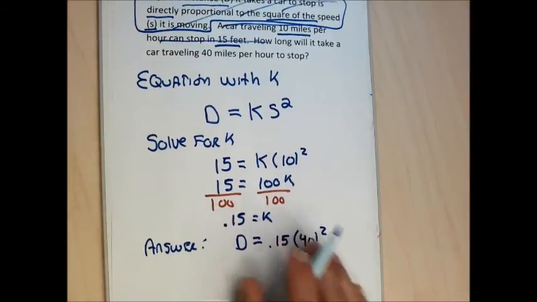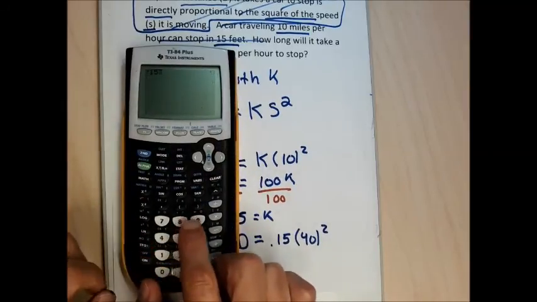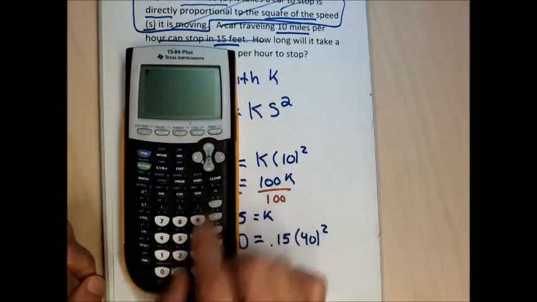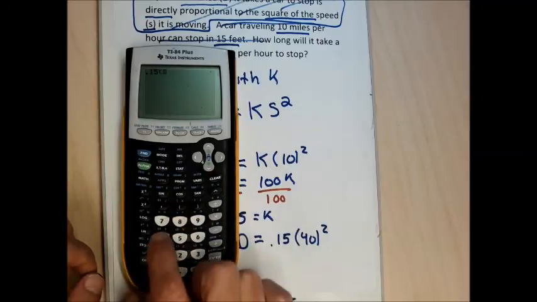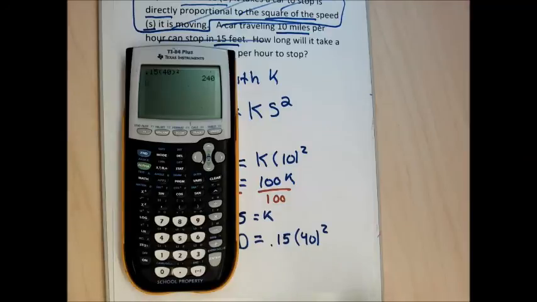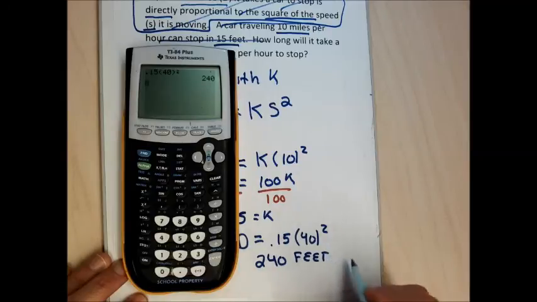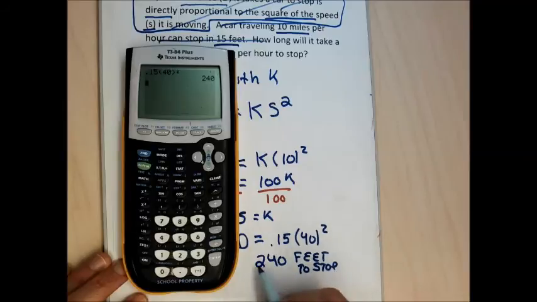And now I'm just going to use my calculator. I'm going to go 0.15 times 40 squared, and I'll get 240 feet. My answer, I can just say it's 240 feet, maybe to stop. If you just wrote 240 feet, I can completely live with that.